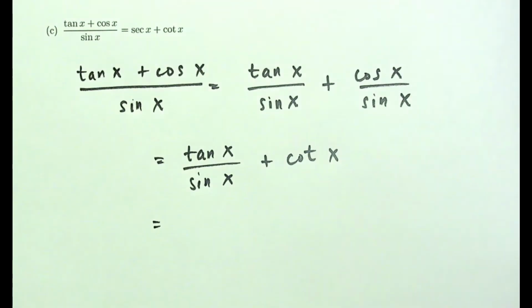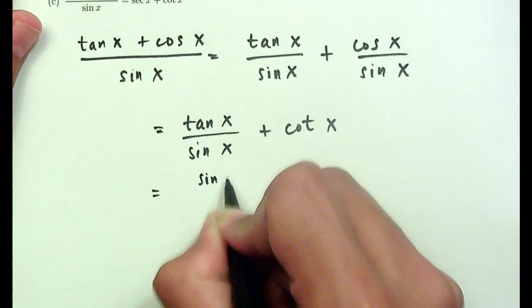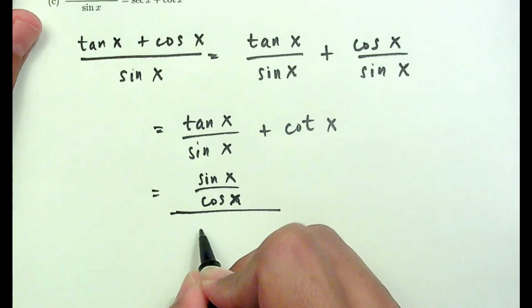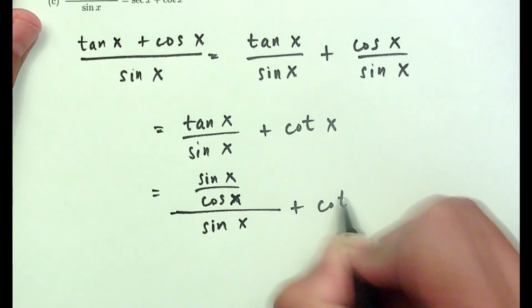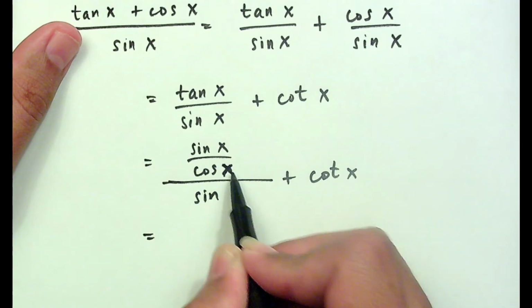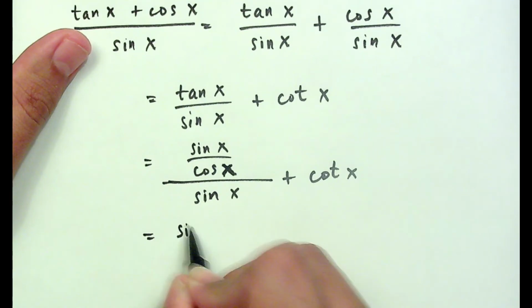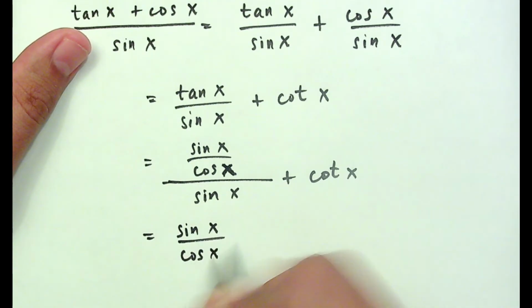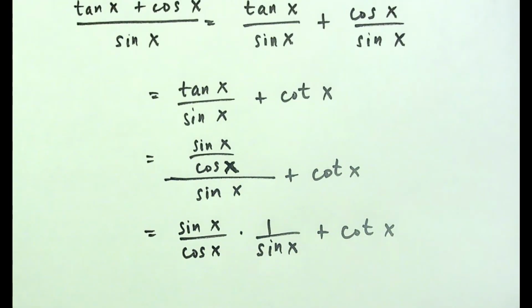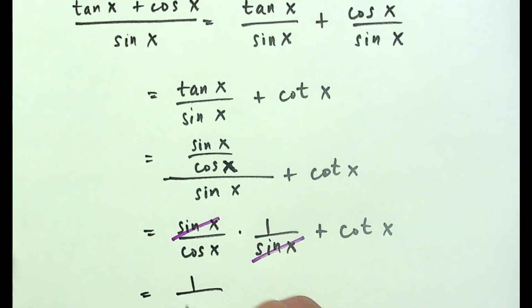Well, change the tangent to sine over cosine. So we would get sine over cosine, that's the top, all that over sine. Okay, now dividing by something is the same as multiplying by the reciprocal. So dividing here by sine of x is the same as multiplying by 1 over sine of x. Okay, and now you see that we can cancel the sine. And we get 1 over cosine of x plus cotangent of x.